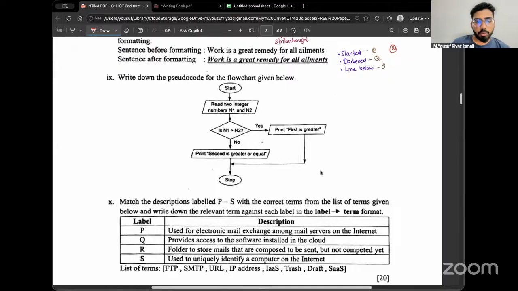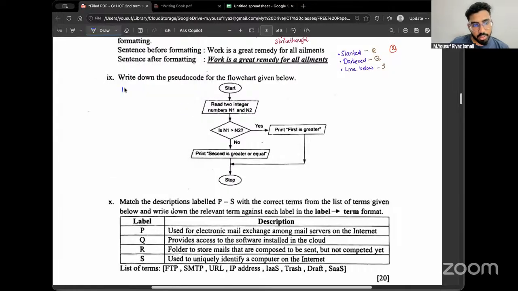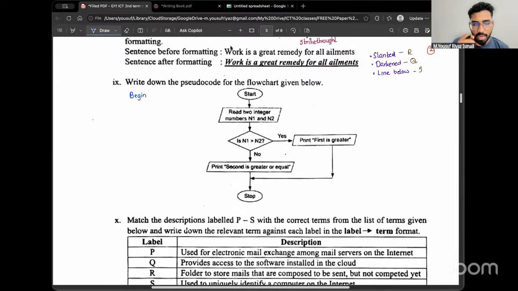Write down the pseudocode for the following flowchart given below. Okay. Normally, if you're writing pseudocode, we start pseudocode with begin. So here I'm going to mention begin instead of start. Then here we have an instruction saying read two integer numbers n1 and n2.